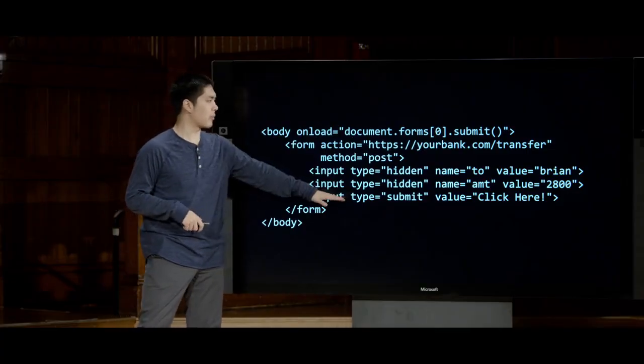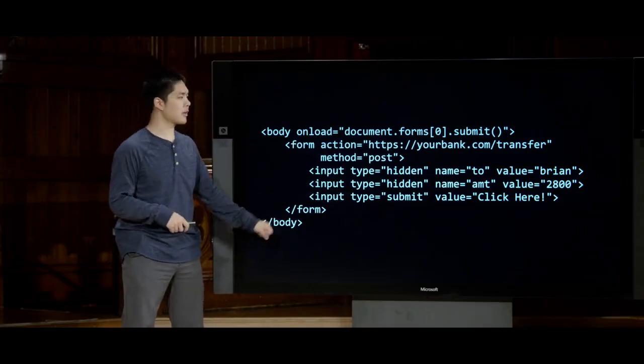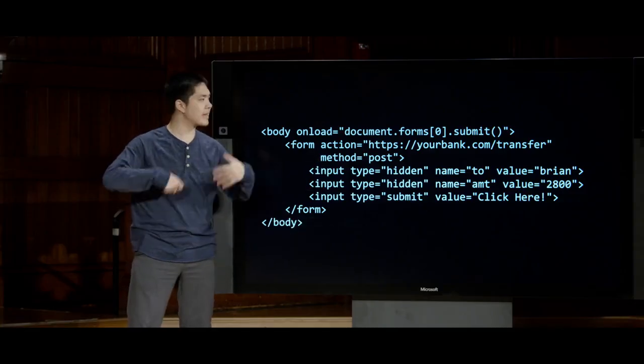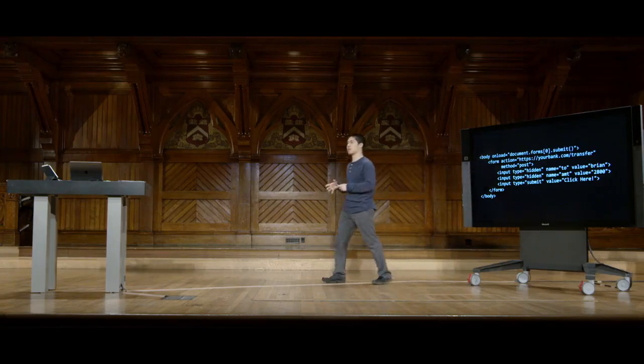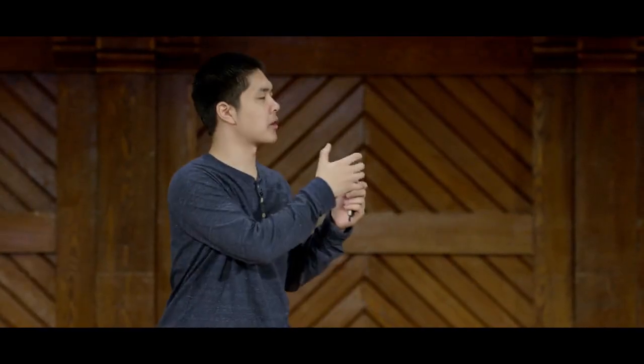Even without the user doing anything, even without the user clicking on the click here button, as soon as this page is loaded, this form is going to submit a post request to the bank and attempt to transfer funds from one user to another user. And so this is what we might call a cross-site request forgery, where some adversarial website has forged a request to our website, and ideally we wouldn't like for that to be able to happen.